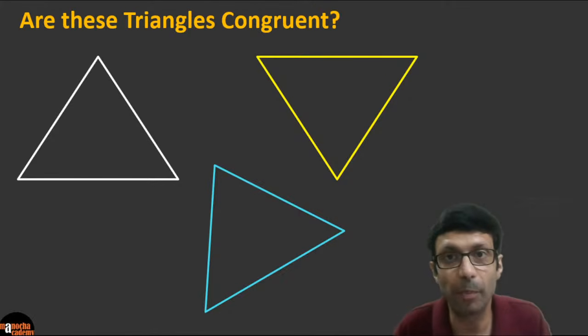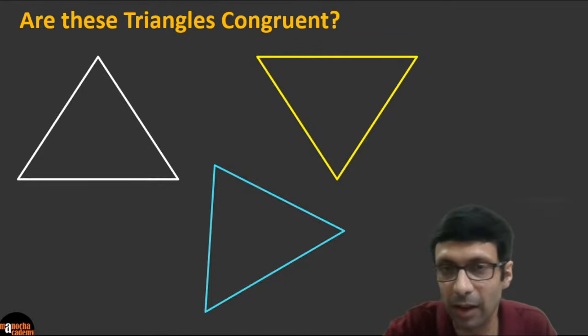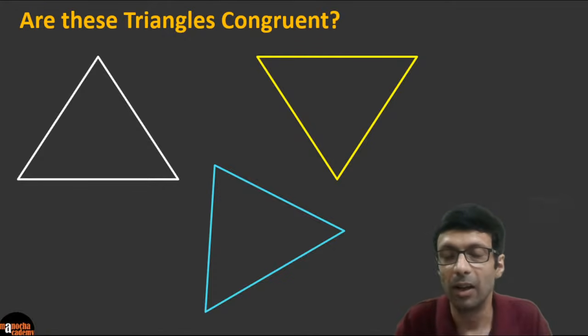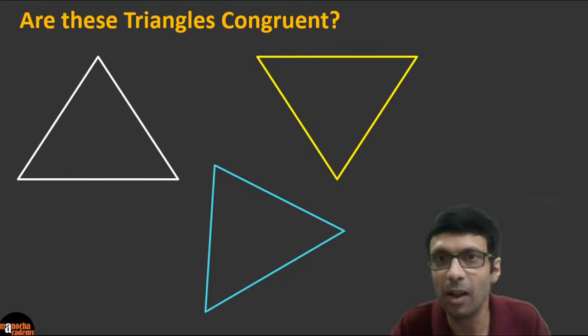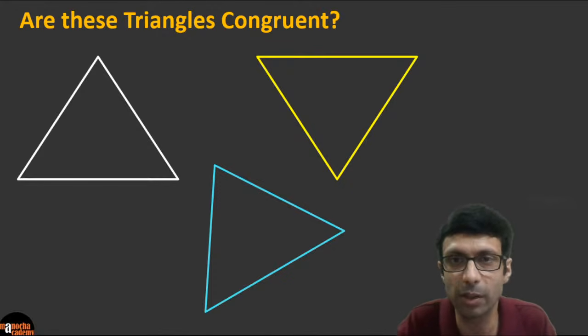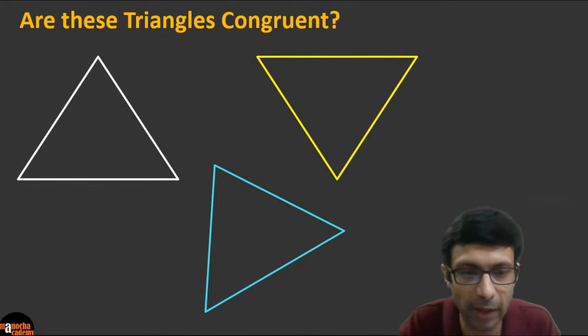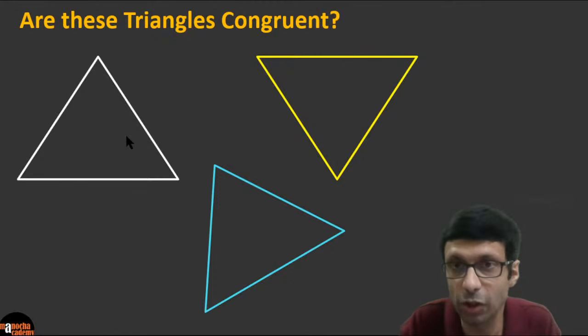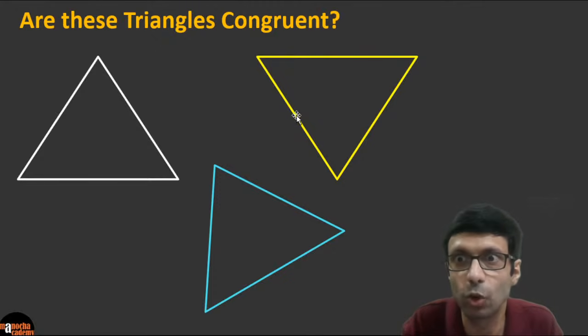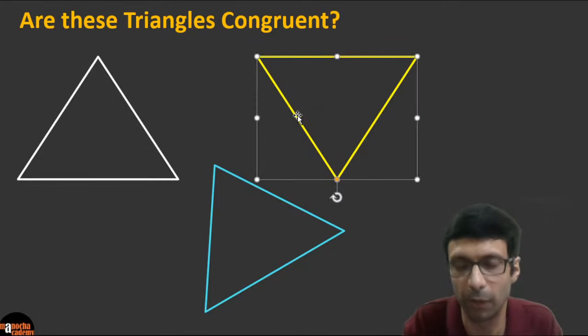Now, same thing we apply: are these triangles congruent, right? So normally, again, we should be given the dimensions, the sides of the triangle. But again, to make it clear to you guys, what is the meaning of this flipping or rotation? So can you see the white triangle here? So I'm going to check if the yellow triangle is congruent with the white one.